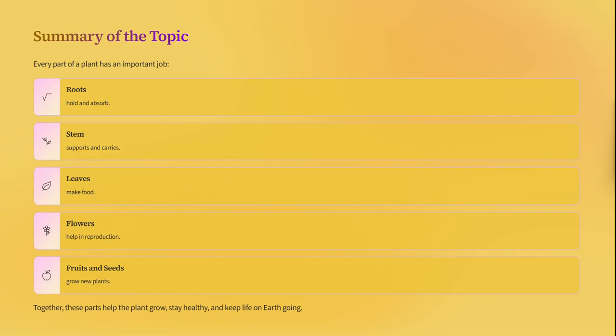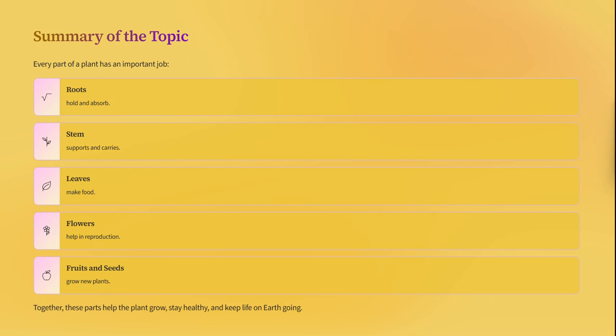Activity and reflection. Now let's do a small activity together. Step outside and find a small plant near your home or school. Look carefully. Can you spot its roots, stem, leaves? Maybe it even has flowers or fruits.